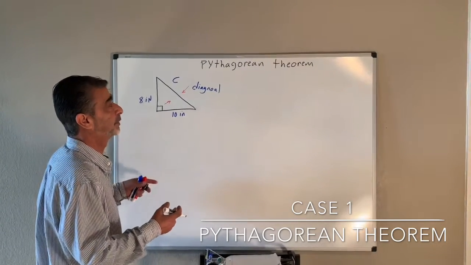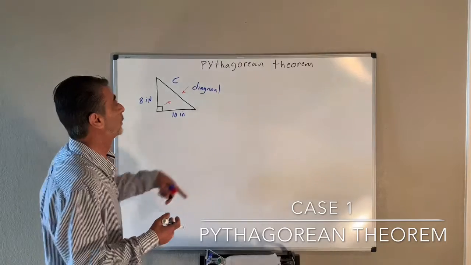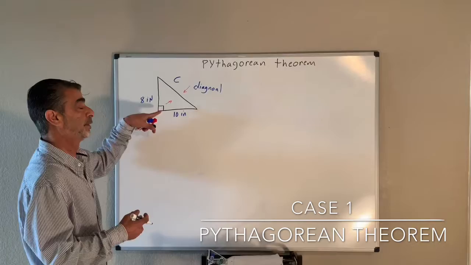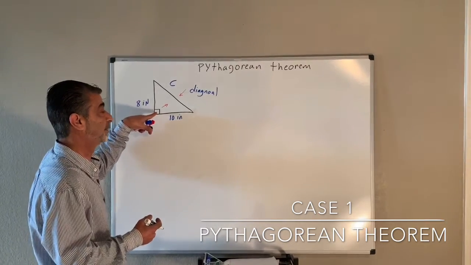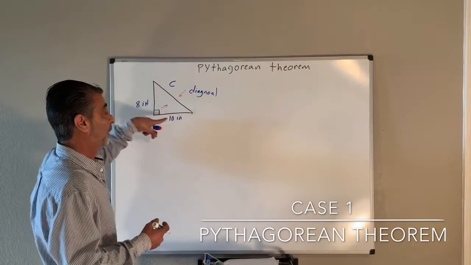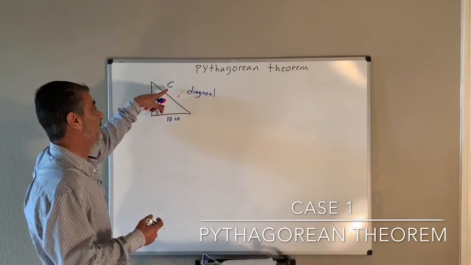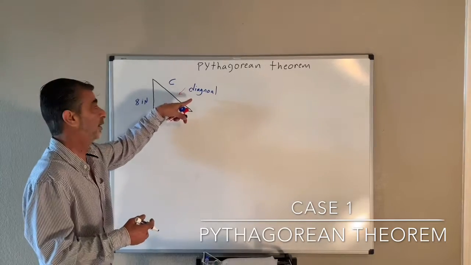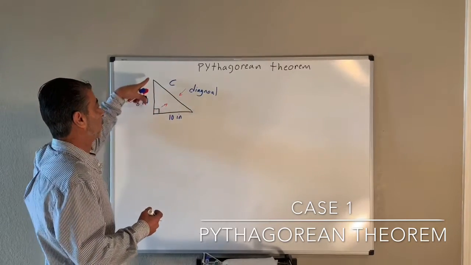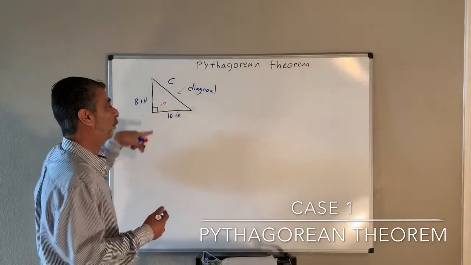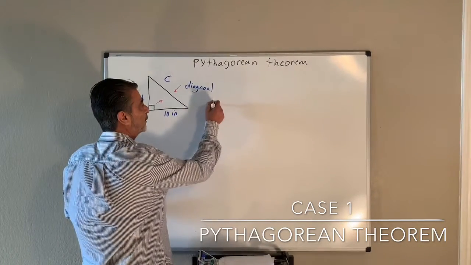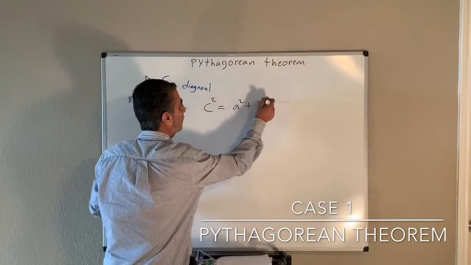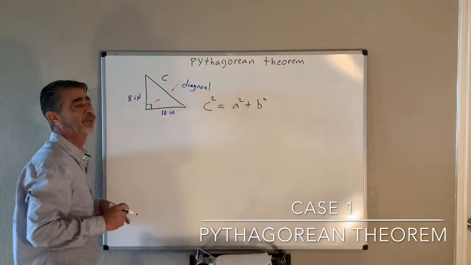Today's lesson is going to be the Pythagorean theorem. The Pythagorean theorem works only with a right triangle, a triangle that has a 90 degree angle. Now we're trying to find C, the long side, which we sometimes call the diagonal. We have to use a formula for that, which is c squared equals a squared plus b squared. That's the Pythagorean theorem formula.